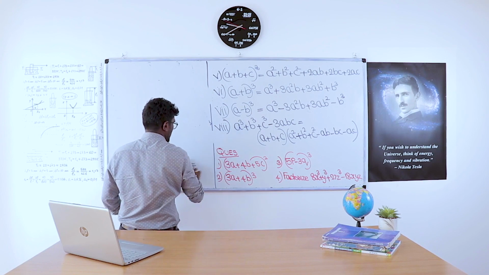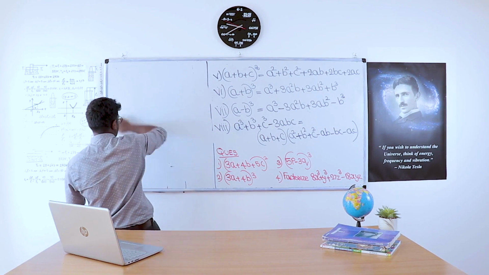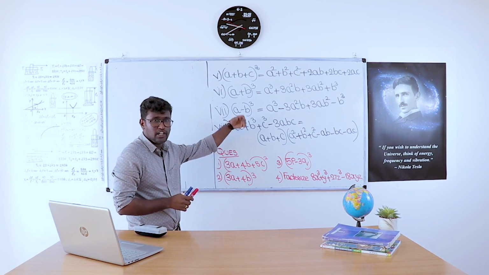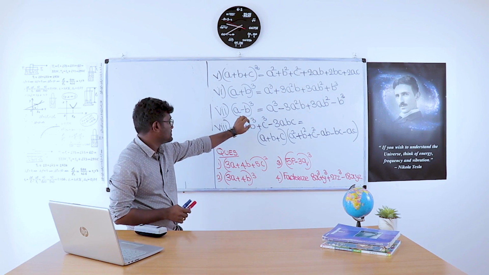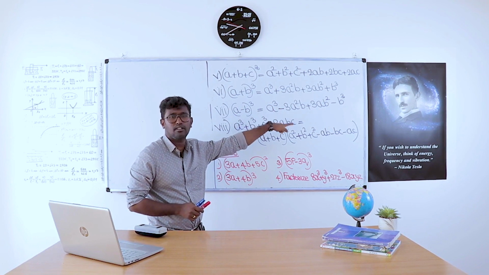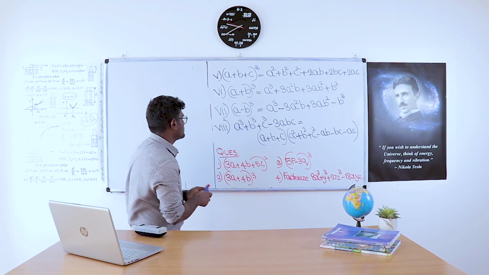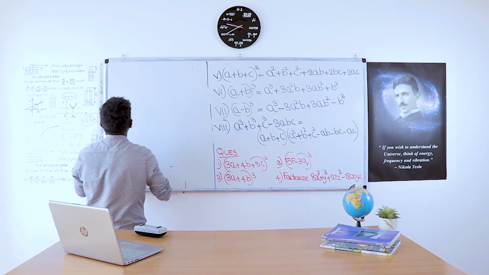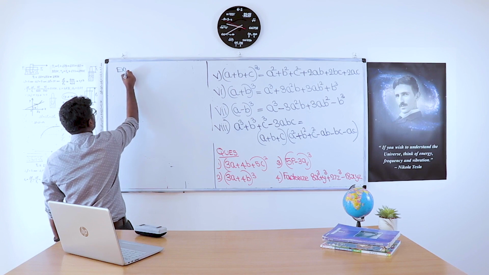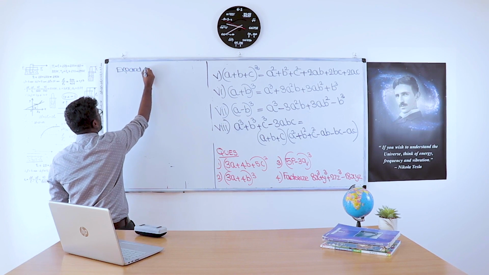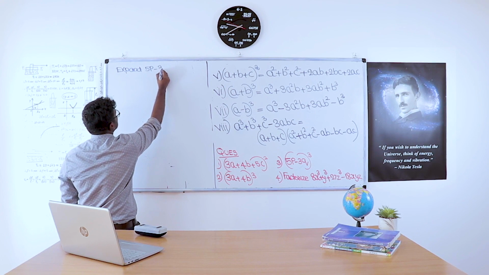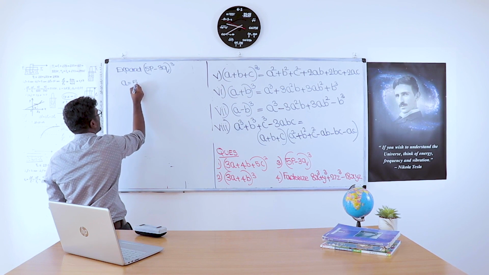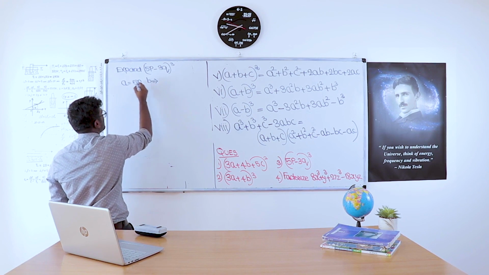Seventh identity is (a minus b) the whole cube. (A minus b) the whole cube is the same as that of (a plus b) the whole cube. There will be a slight change regarding the signs. So alternate plus and minus signs are given in (a minus b) cube. (A minus b) cube is a cube minus 3a square b plus 3ab square minus b cube. So with respect to that identity, we can do that problem: expand (5p minus 3q) the whole cube. Here a is 5p, b is 3q.